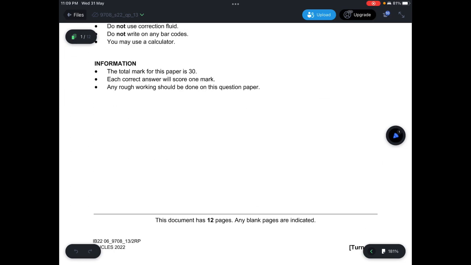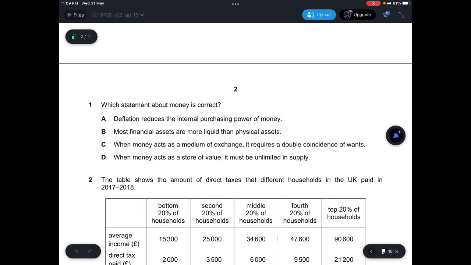Alright, let's start. For the first question, it says, which statement about money is correct? Let's look at the four options. A says deflation reduces the internal purchasing power of money, which is not correct. Deflation is basically a decrease in the general price level, so the purchasing power of money would increase. So A is not correct because of that.